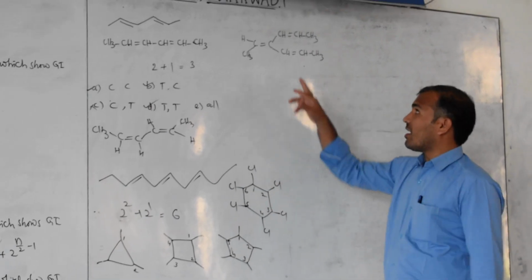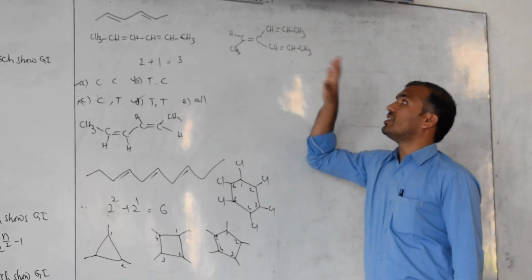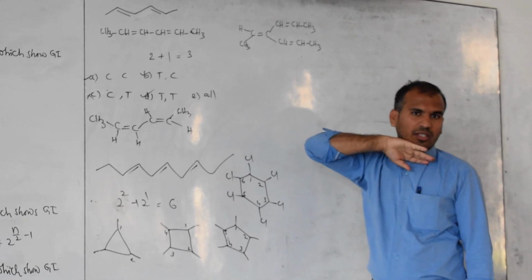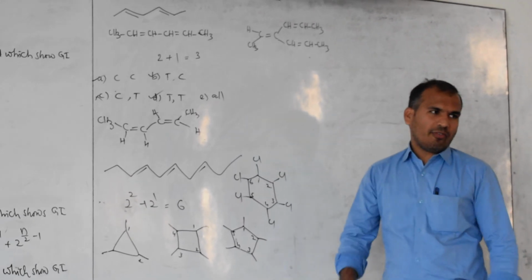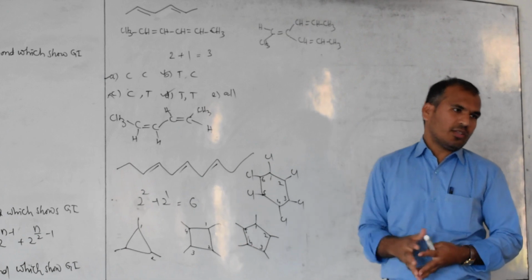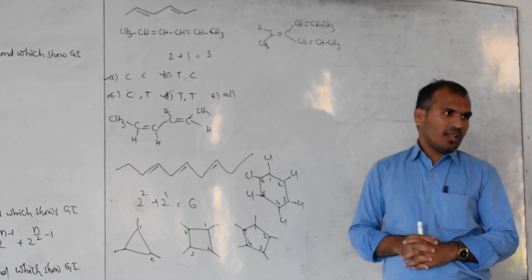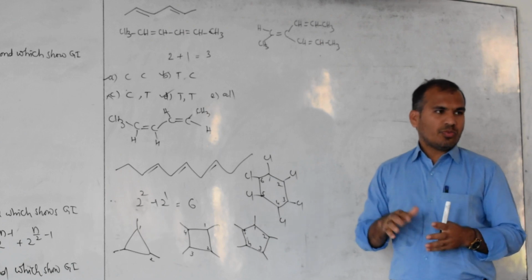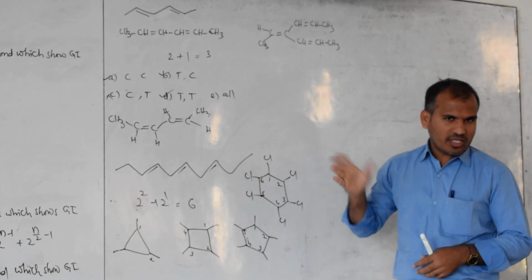Then what will you think here? Double bonds: 1, 2, 3. Is this symmetrical or unsymmetrical? Unsymmetrical. Unsymmetrical means what formula will you apply? 2 power n. With 3 double bonds, 2 power 3 means 8. Are 8 possible or not? Let us check.